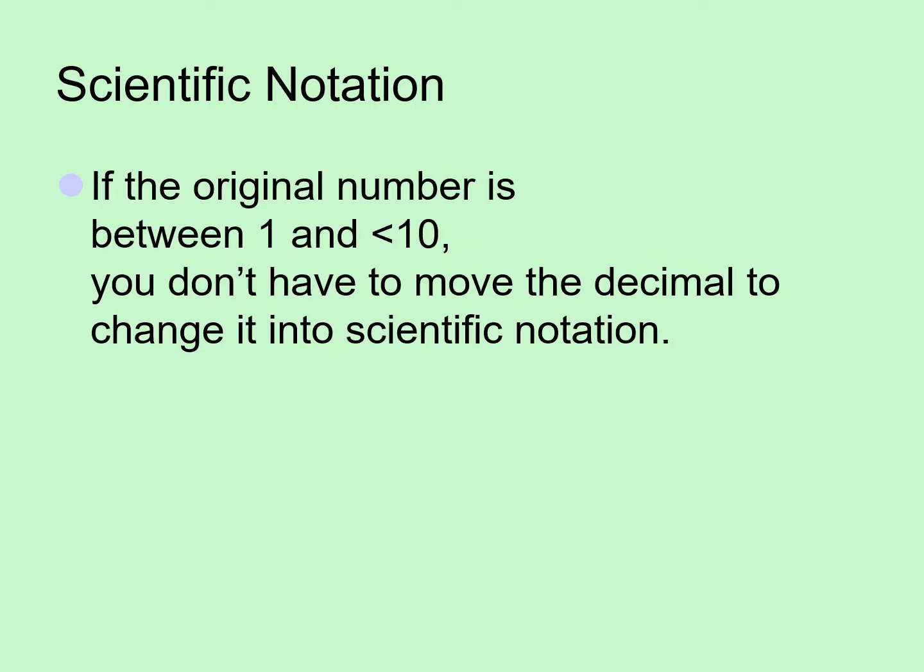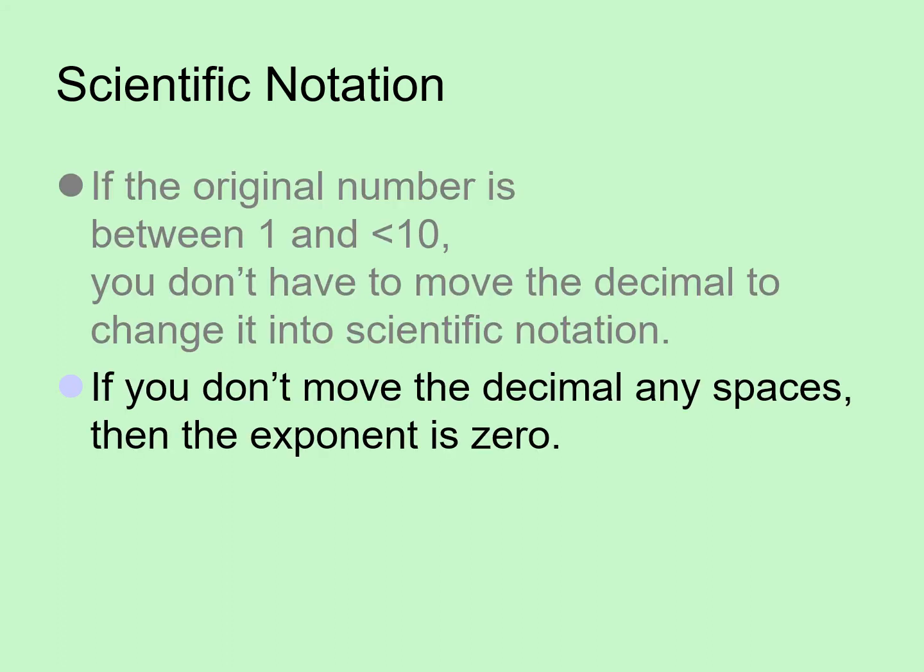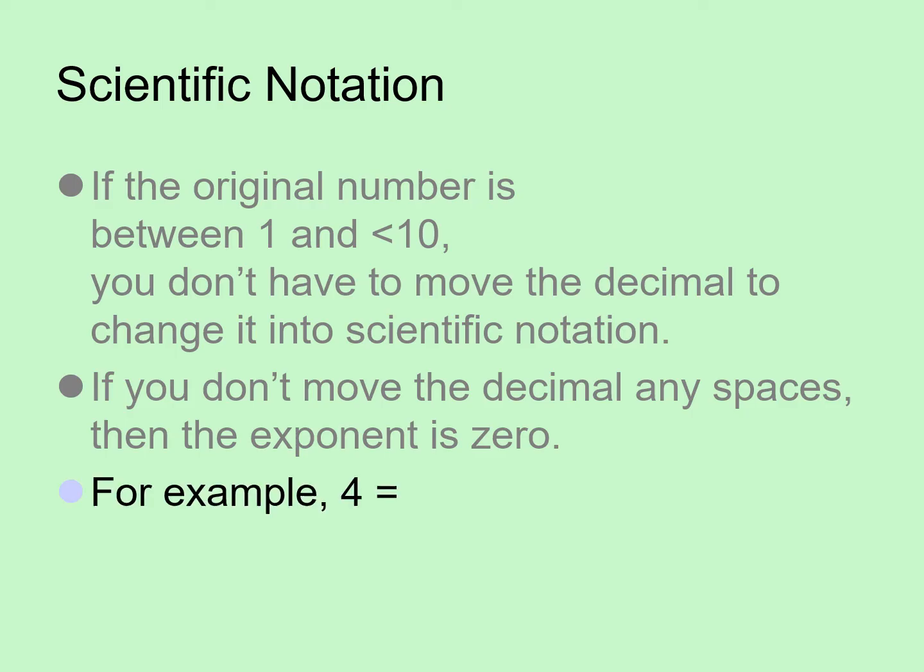What if the original number is already between 1 and 10? Then you don't move the decimal at all. If you wanted to write it in scientific notation, you would write times 10 to the 0 power. 4 would be 4 times 10 to the 0 if written in scientific notation. You do not move the decimal, so you do not multiply or divide by any tens. We say no tens, 10 to the 0 power.